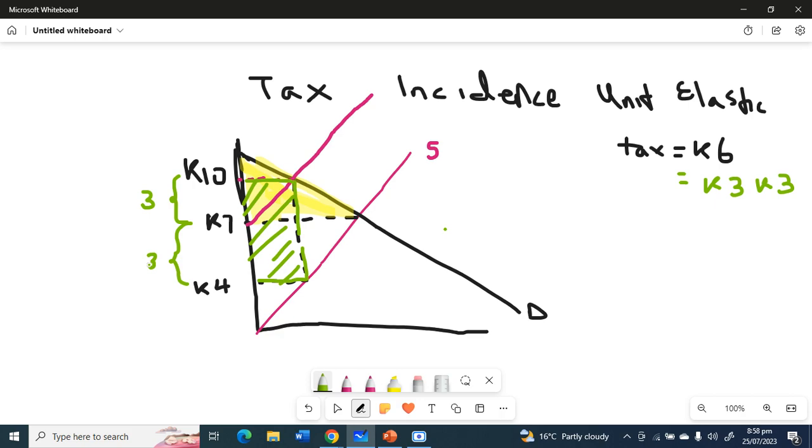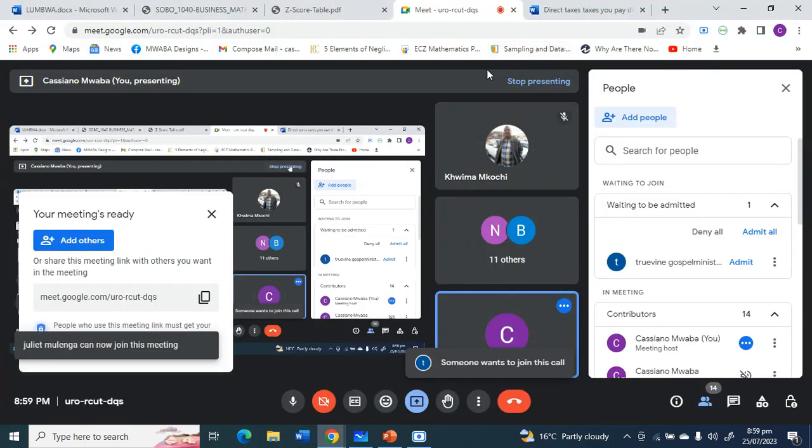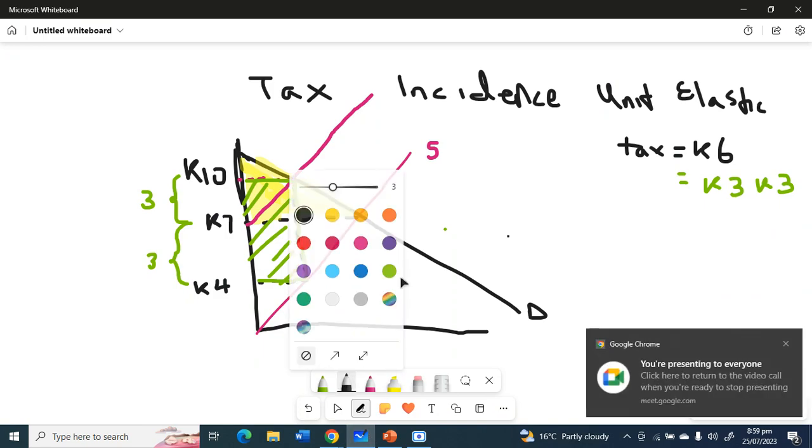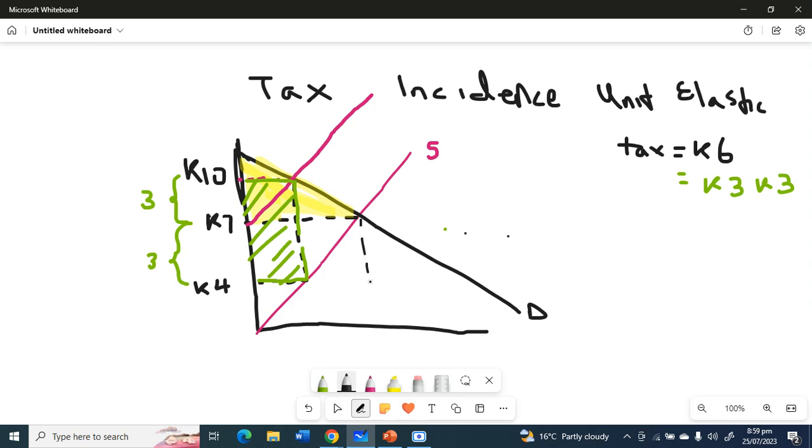So originally, when there was no tax, when this good was going for 7 kwacha, let me add the number of units there too first so that we can calculate this. I believe when we calculate this, it will make more sense. Originally, when this good was going for 7 kwacha, people demanded 1,000 units. Now, since a tax has been put, demand drops to 500 units.